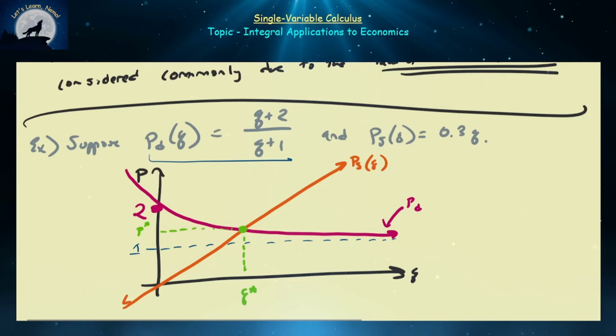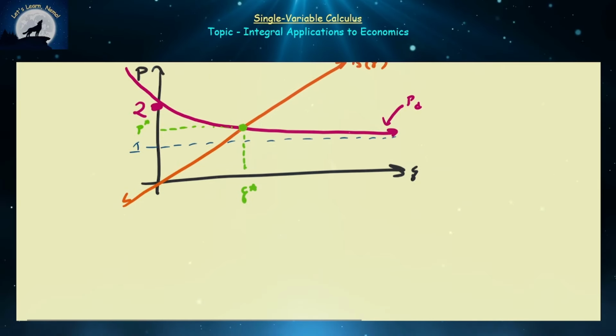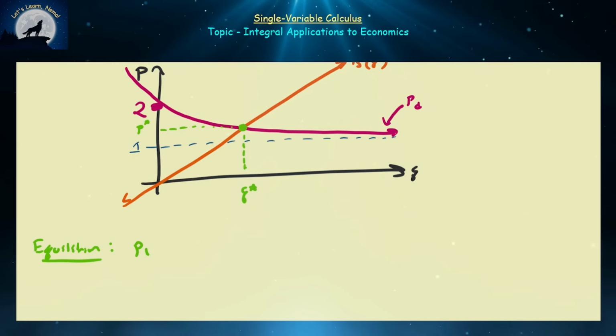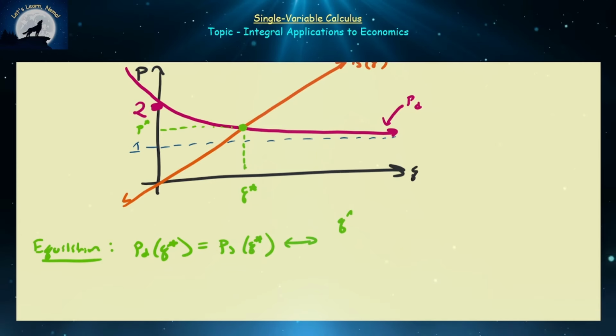Right? So take a moment and see if you can find where that actual Q star and P star value is located. So where do we even start to find where the equilibrium point is located? Well, that's going to be where the demand curve and the supply curve are equal to each other, the Q value that makes them true, which we usually call Q star. So this is going to be true if and only if (Q star + 2)/(Q star + 1) equals 0.3 Q star.